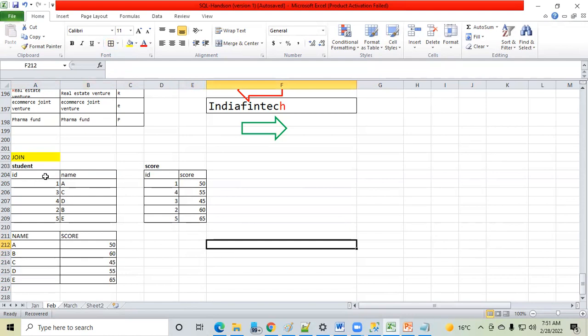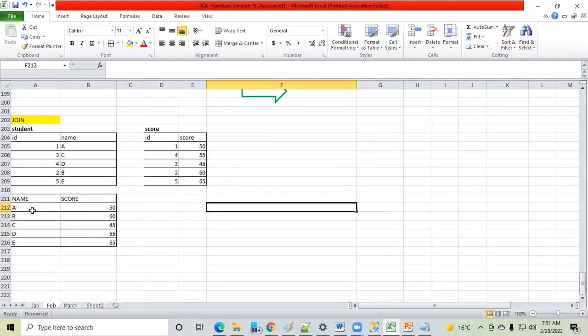Because in this fashion it is becoming very complicated for me to search here and there. I want it like this. So here I can easily see that A has scored 50, D has scored 55 and so on. I thought, yes, he is telling the correct thing. So the reason is valid.